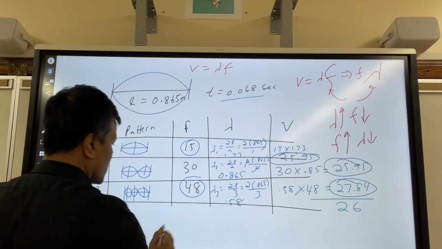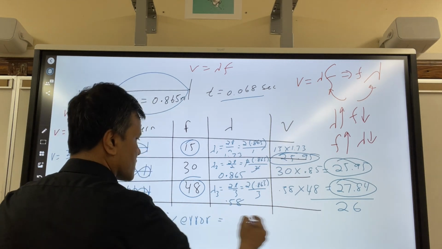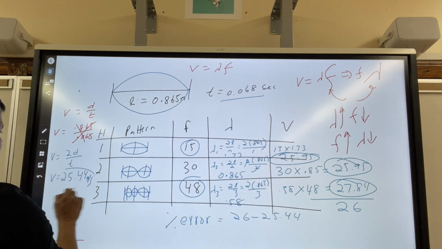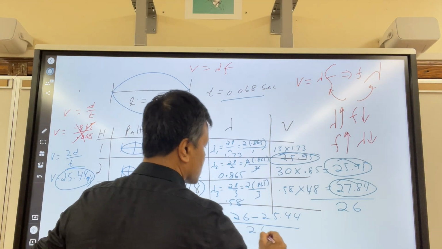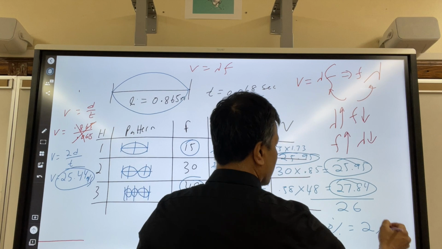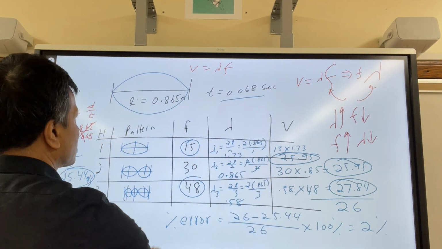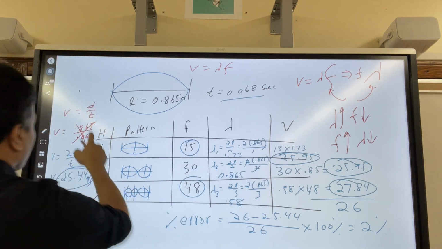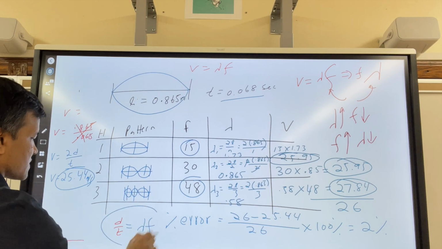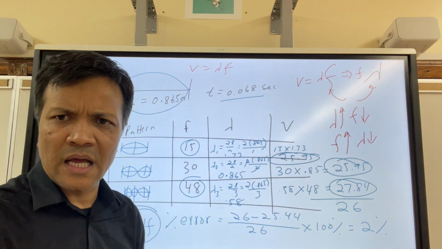Now you're going to calculate the percent error. The percent error is 26 minus 25.44, like this one right here, divided by 26, times 100%, and that will give us about 2% error. So we can accept that. We can say that this formula is equal to lambda times frequency. Why this 2% error? It's just a calculation error.